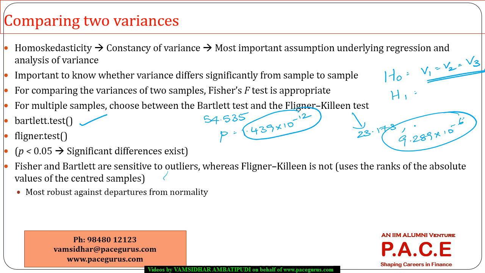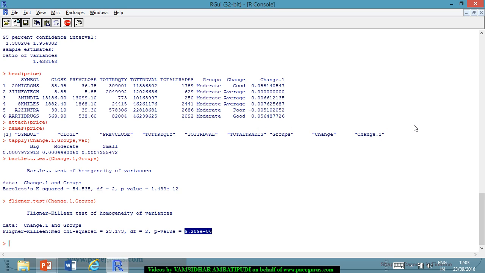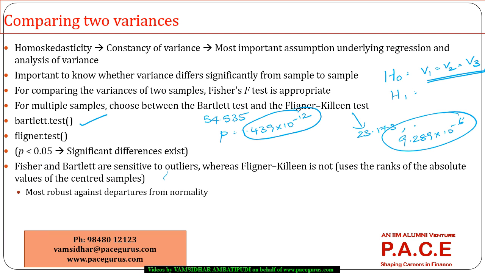So because the p-value is less than 0.05, I can very well say that the variances are not uniform across the groups. There is a difference in the variances across these small, medium and big companies. So the Fligner test is also giving that there is a significant difference between the variances.